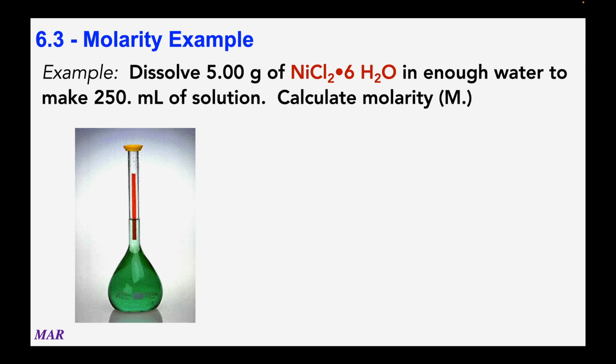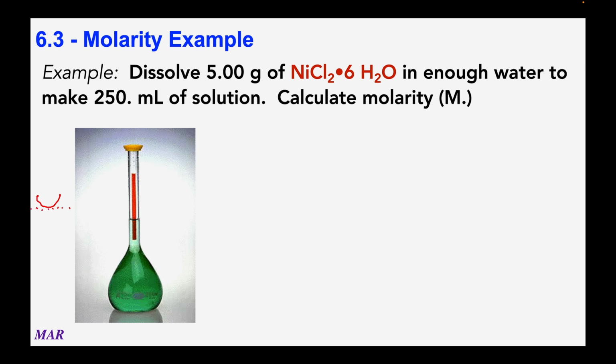In this case, they're adding 5 grams of nickel(II) chloride hexahydrate. This is a hydrated compound we talked about in chapter 3, no big deal. We're going to add that to enough water to make 250 milliliters of solution. And by the way, notice in the video how they measured from the bottom of the meniscus. The meniscus is like the bottom of the curve of water. So chemists will usually measure the volume to the bottom right there, and that's the official way to do it.